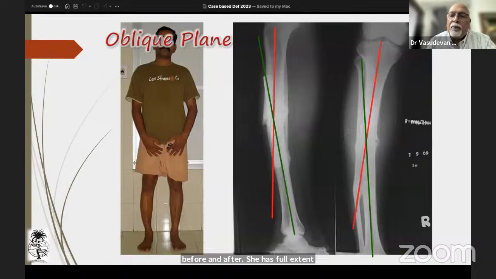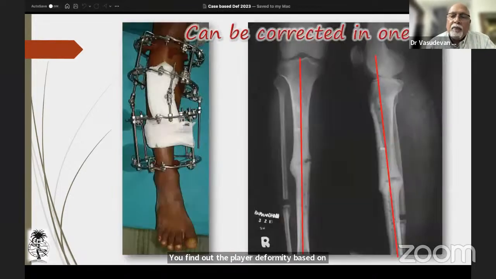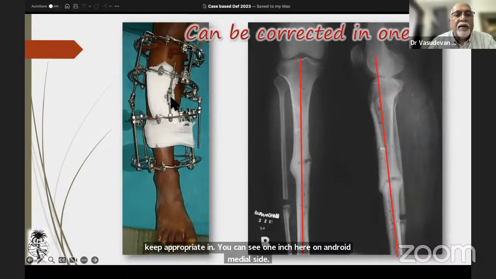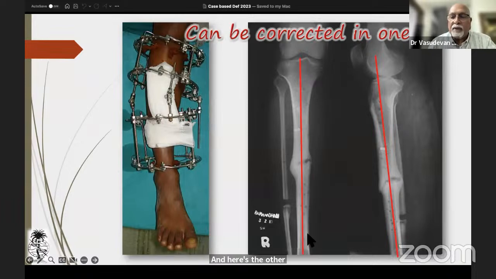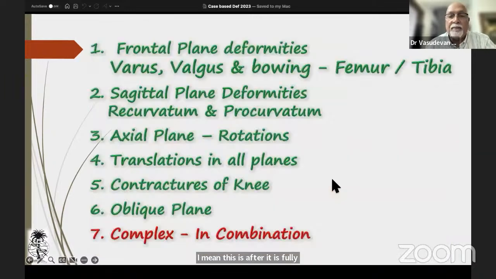Now going to the oblique plane deformity, where you can see the deformity in both AP and lateral. So this is actually an oblique plane, not a biplanar deformity. You find the plane of deformity based on your oblique plane planning and keep the appropriate hinge. You can see one hinge here on the anteromedial side, and here on the posterolateral side. So this is the oblique hinge and that's the distractor. This is after correction. You can completely correct it in just one go, all the deformities together. This is after, fully aligned. You cannot even tell which leg was fractured.